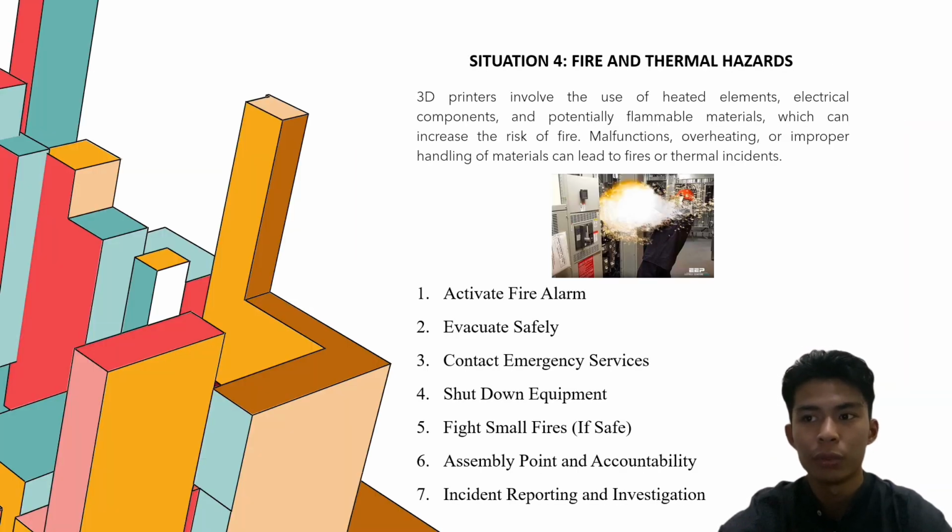3D printers also involve the use of heating elements, electrical components, and potentially flammable materials, which can increase the risk of fire. The emergency procedure for this accident is to activate the fire alarm system immediately and instruct staff to use authorized evacuation routes to evacuate the impacted area or the facility. They need to report the fire to emergency services or the local fire department.